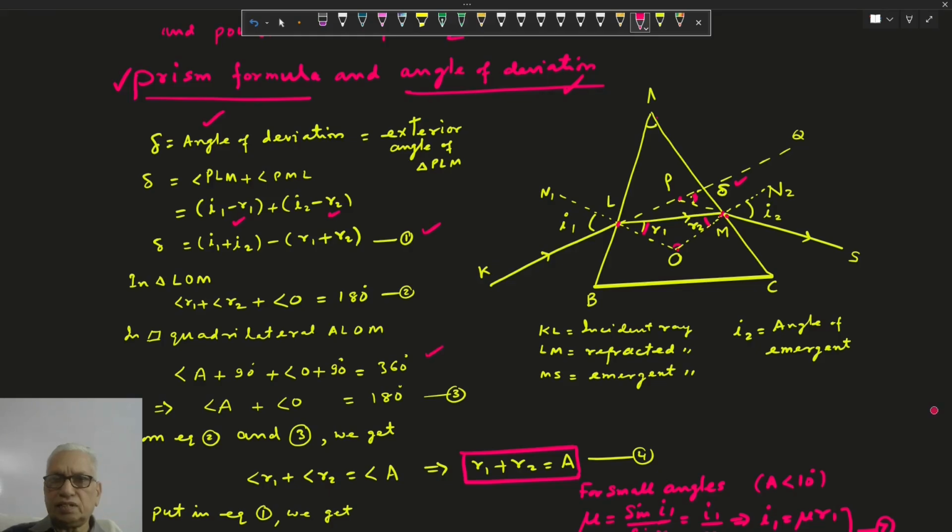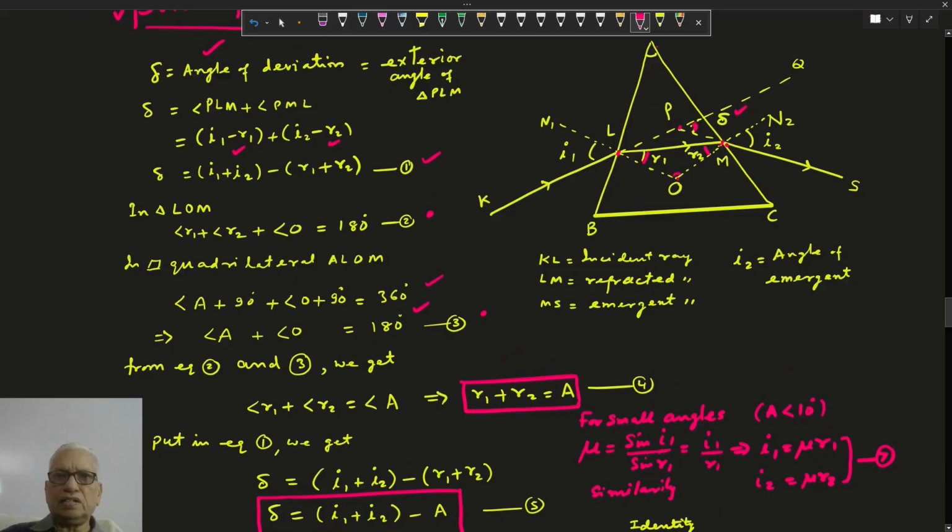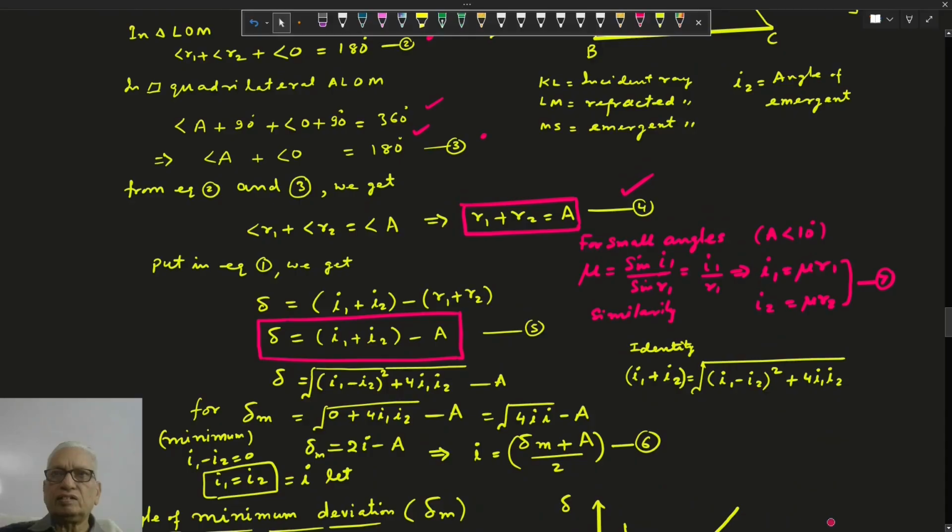In this, 90 plus 90 is 180, so angle A plus angle O is 180. From equation 2 and equation 3, if we compare, angle R1 plus R2 is equal to A. That's the relation: angle R1 plus angle R2 is equal to prism angle A. Now we have written R1 plus R2 as A, equation 5.